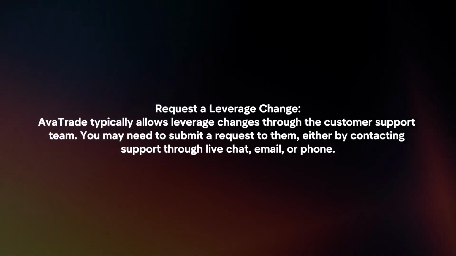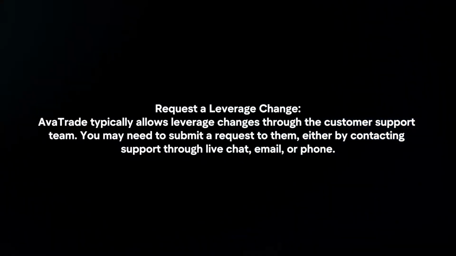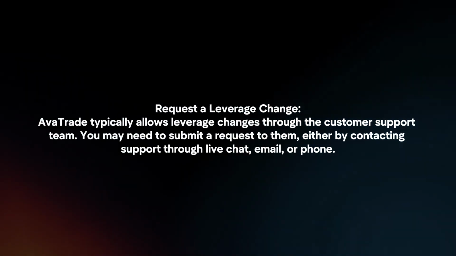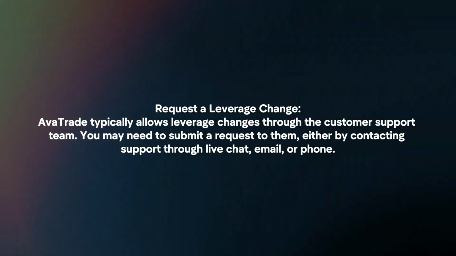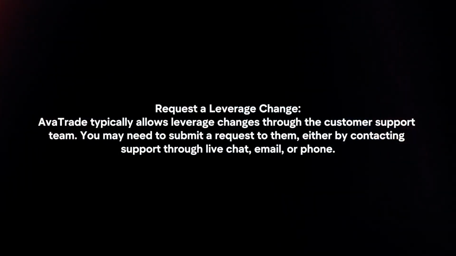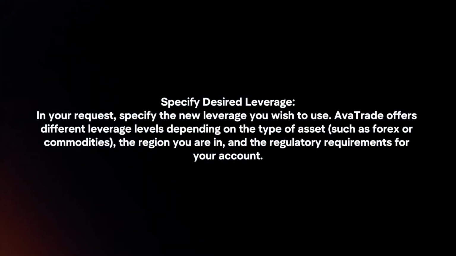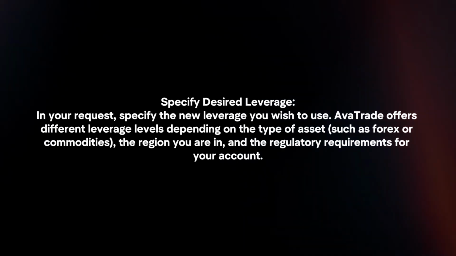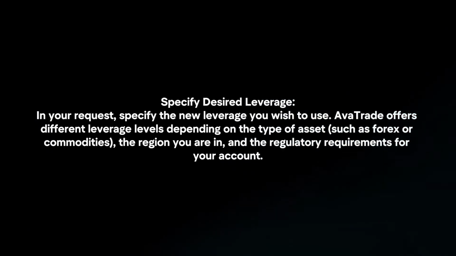Request a leverage change. AvaTrade typically allows leverage changes through the customer support team. You may need to submit a request to them, either by contacting support through live chat, email, or phone. Specify desired leverage. In your request, specify the new leverage you wish to use.